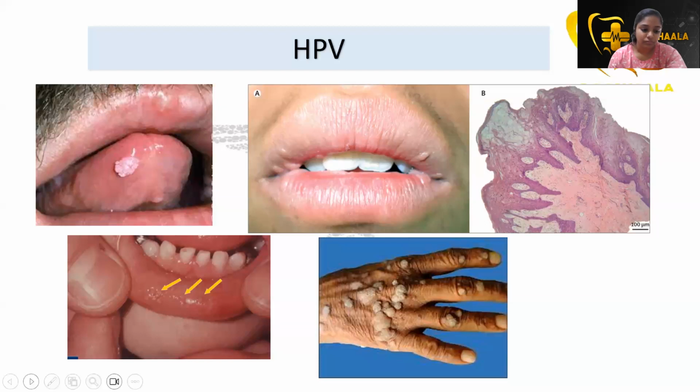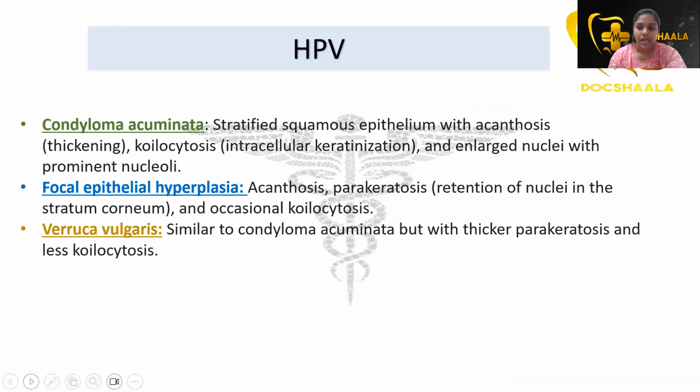Next, coming to the microscopic diagnosis. In condyloma acuminata, you will see stratified squamous epithelium with acanthosis and koilocytosis and enlarged nuclei with prominent nucleoli. In focal epithelial hyperplasia you will also see acanthosis, but with parakeratosis, and occasional koilocytes. Verruca vulgaris is similar to condyloma acuminata, but with thicker parakeratosis and less koilocytosis. So these are some points you can just remember.